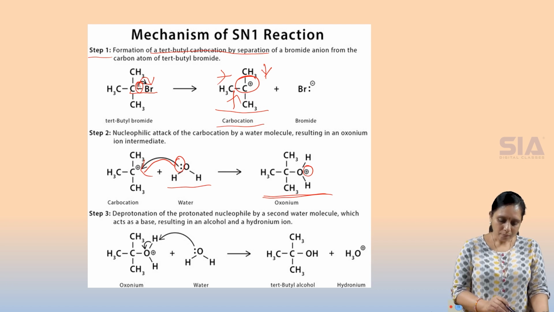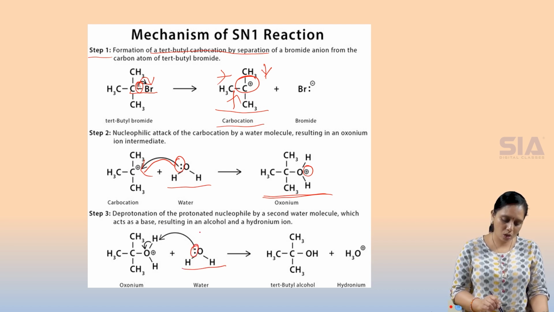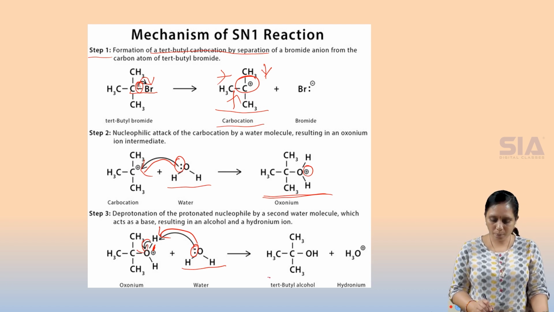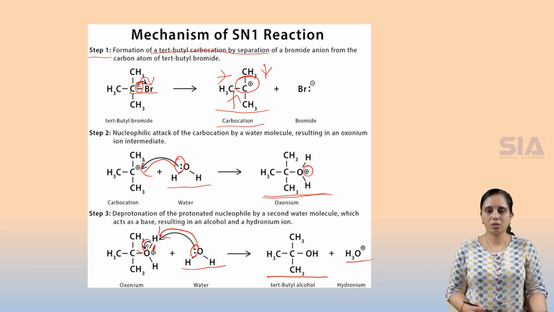So in the third step, deprotonation occurs. Deprotonation means removal of a proton. A water molecule will donate its lone pair on oxygen to the proton in the oxonium ion, and this bond pair is shifted to the oxygen to neutralize the positive charge. This forms tertiary butyl alcohol with the hydronium ion as a byproduct. So this is the mechanism of SN1 reaction.